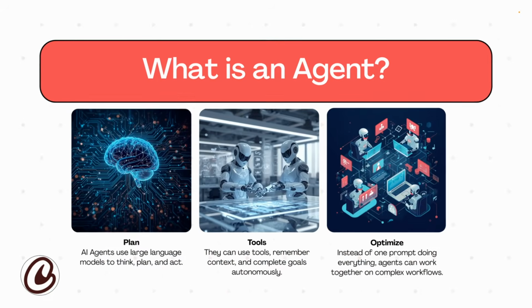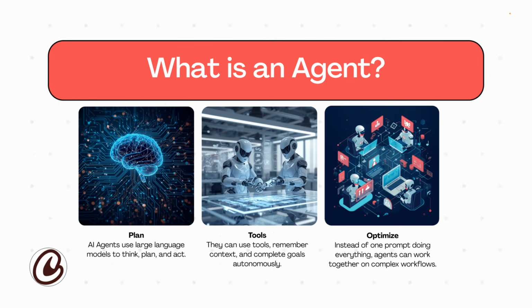But let's take a step back and make sure we understand what an AI agent is and then move forward creating our first AI agent in CrewAI AMP. So what is a single AI agent? Well, an AI agent will use a large language model to think, plan, and then act. And they can use tools from third parties and also remember context and then complete goals autonomously, meaning that it's not always the same predetermined path. Instead of one prompt doing everything, agents can work together on complex workflows.